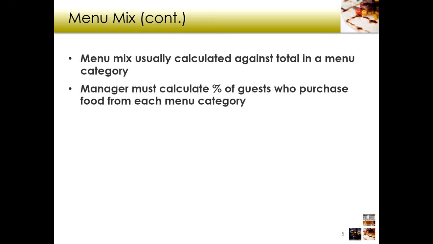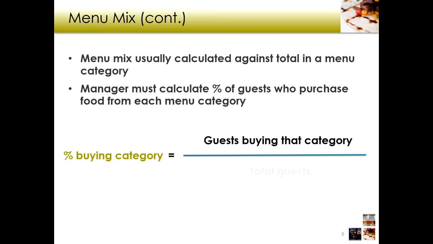So, as the PowerPoint just came up, the manager must first calculate the percentage of guests who purchase food from each menu category, right? If we think 200 people are coming in, how many of those 200 do we think are going to have appetizers? Once we know that, okay, half of them are going to have appetizers, so now we have 100 people. Out of those 100 people, how many are having the bruschetta? How many are having the escargot? It's the same calculation, except we're starting with the bigger category.